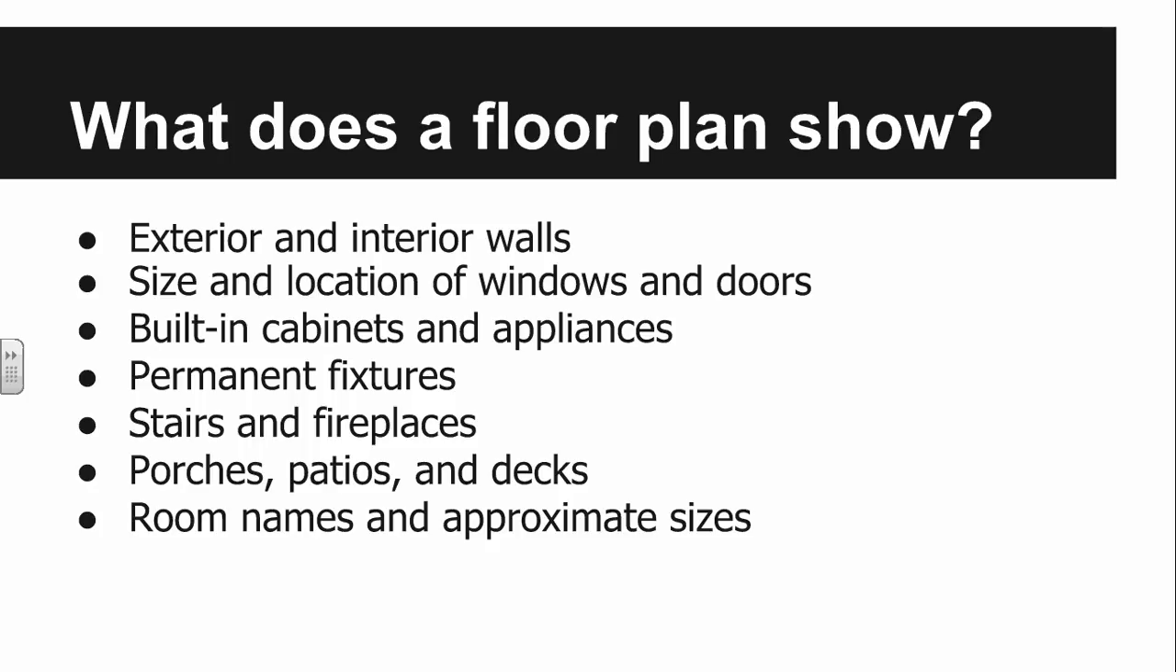So what does a floor plan exactly show? Well, it shows the exterior and interior walls. It shows the location of the windows, the doors, and their sizes. In a kitchen, it's going to show cabinets, appliances, where the sink is, which is a permanent fixture, outlets, electricity, things like that. It also shows the stairs, fireplaces, and if you're doing a full home floor plan, you're going to have your porches, patios, decks, etc. And obviously, like I said when I was explaining the picture, it's going to have room names and approximate sizes or the dimensions. You want to pay close attention to that.